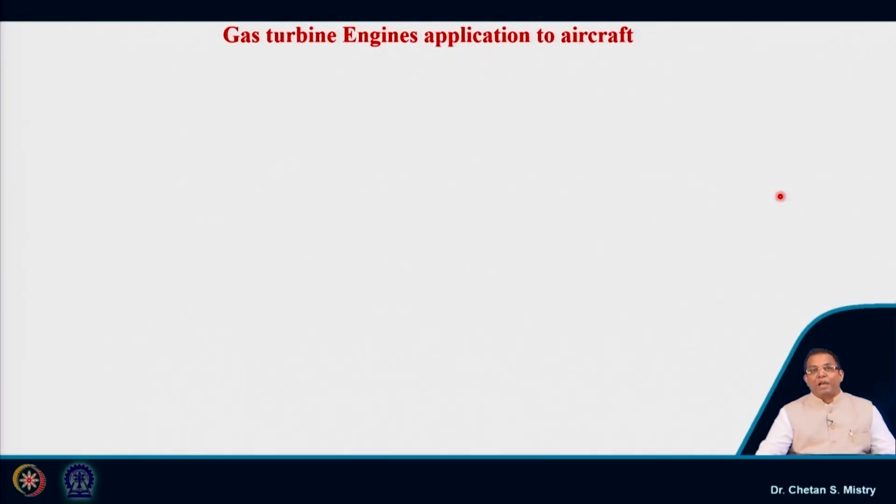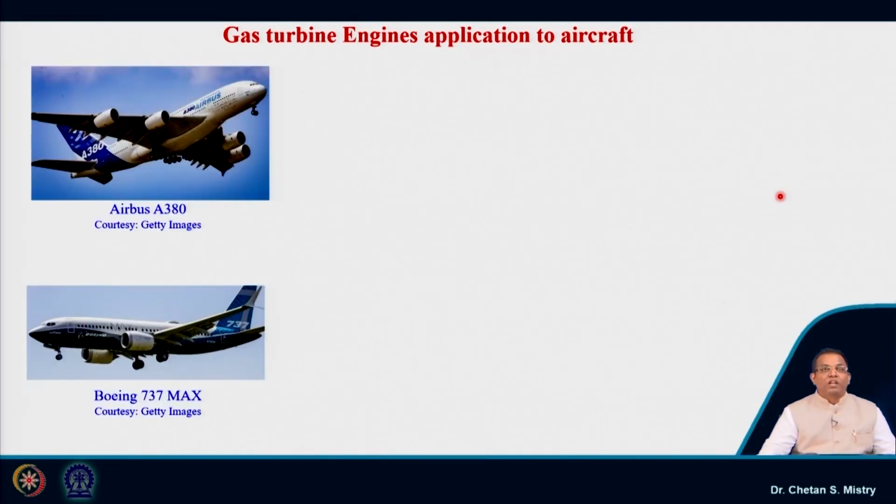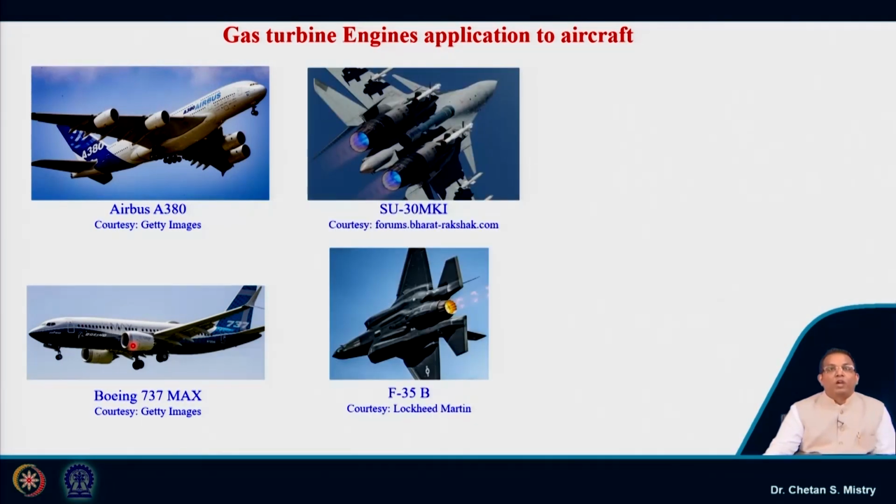Now when I say application for aircraft, the very first thought that comes is the jumbo jet, the A380, where we have 4 engines placed below the wing. The purpose here is the generation of thrust. This represents a smaller, lighter version, say the 737, which has 2 engines.